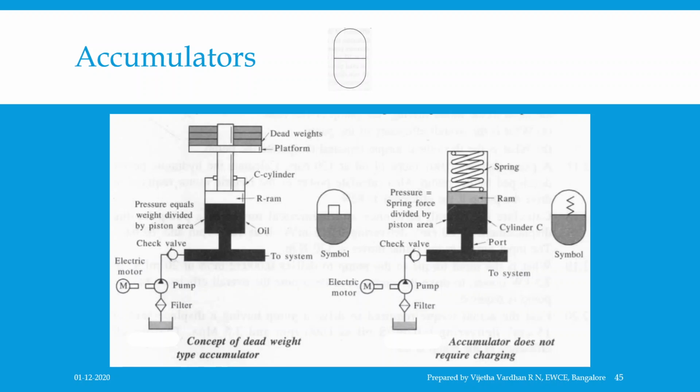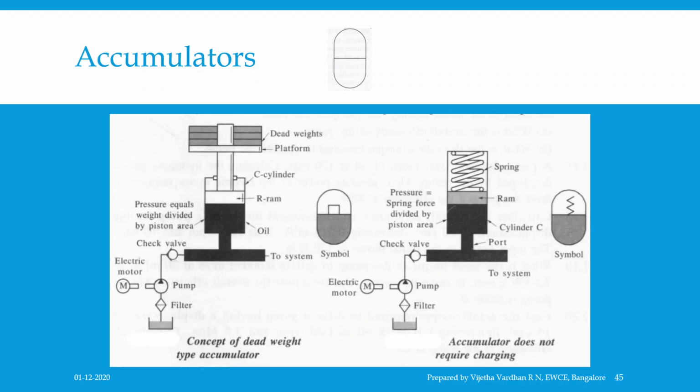The pressure exerted by the ram and the weight placed on it can be found by dividing the weight by the area of the ram contacting the fluid. Another type of deadweight accumulator is the inverted ram type, wherein the cylinder moves and the ram is stationary. The force exerted on the fluid by the ram is relatively constant regardless of the position of the ram, and hence the fluid pressure in the cylinder is constant.